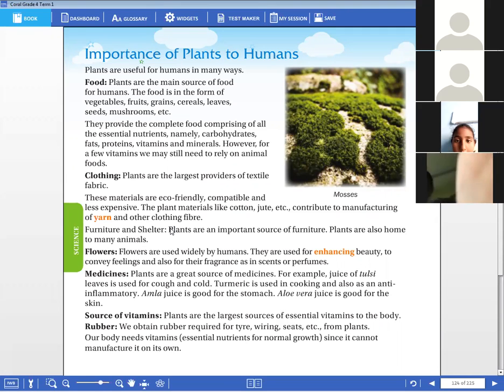Like that, vitamin C. Nowadays, in this corona time, everyone is aware of vitamin C. Citrus fruits like lemon, amla, these all have vitamin C. So if you eat these fruits regularly, you will get vitamin C.